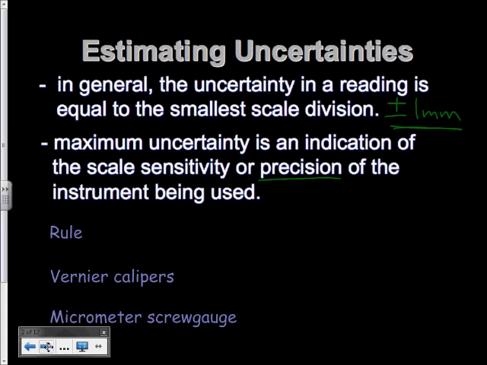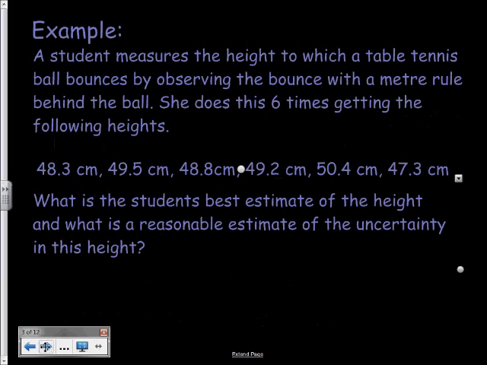If we go through these three devices here then, a rule which measures to the nearest millimeter would have a maximum uncertainty of plus or minus 1 millimeter. Vernier calipers that measure to the nearest tenth of a millimeter, plus or minus 0.1 of a millimeter, and the micrometer screw gauge, plus or minus 0.01 millimeters. So it's a reflection of the precision of the instrument that is being used.